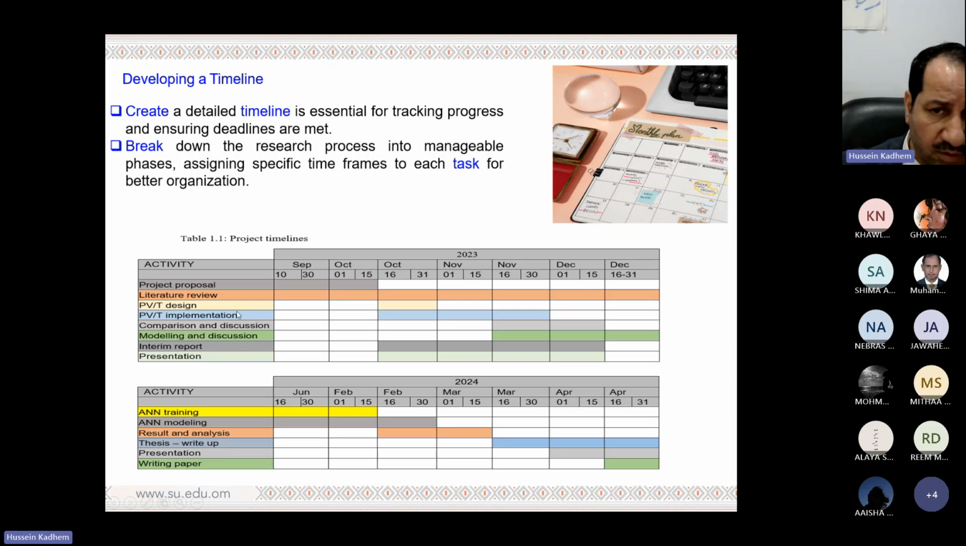Later on, you may break down each point into several tasks, because at the end, you see here that the project timeline is time with tasks. It started from September and finishes, let me say, late April.